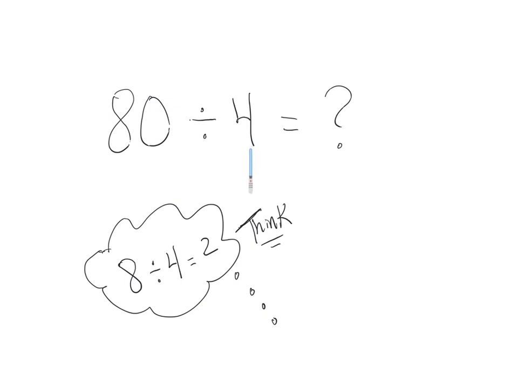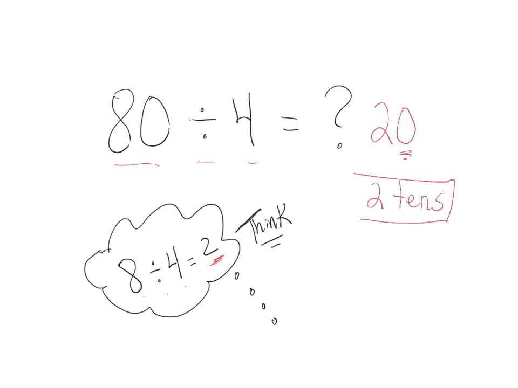You have to break it up into 4 equal groups. So if you can't figure this out, think to yourself, well, the basic fact: 8 divided by 4 is 2, because 2 times 4 is 8. That makes sense. So 80 divided by 4 would be equal to 20, because 8 divided by 4 is 2. Then we would just add on that 0 to show that 80 divided by 4 is 20. 2 tens. That's the unit form.